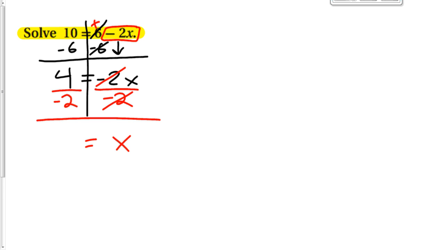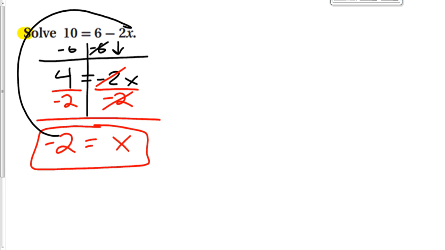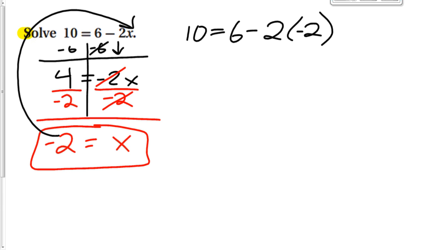4 divided by negative 2 is negative 2. And if you're looking, make sure you get that example down. If you're looking to check and see if you got it right, take your negative 2, plug it back in for x. Or 10 equals 6 minus 2 times negative 2, which is negative 4, and 6 plus 4 is 10. So that's one way you can check.